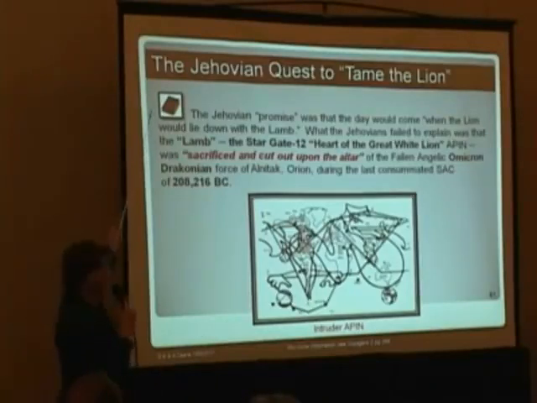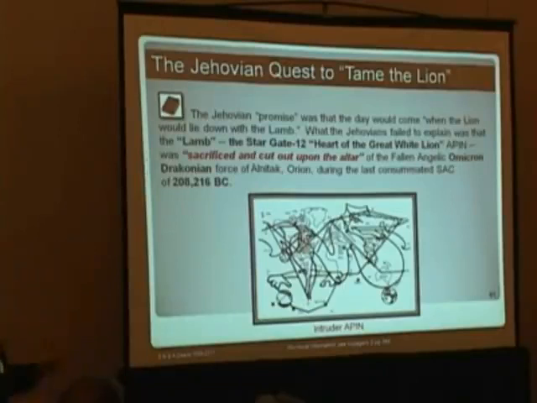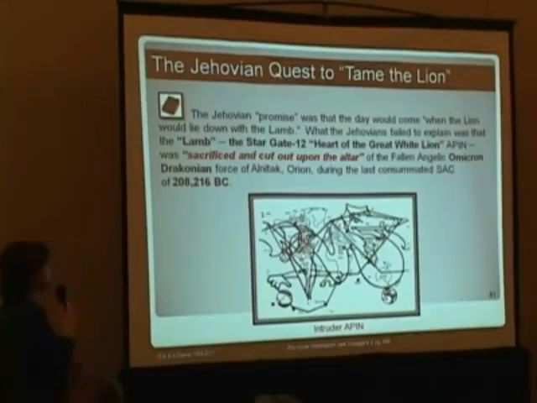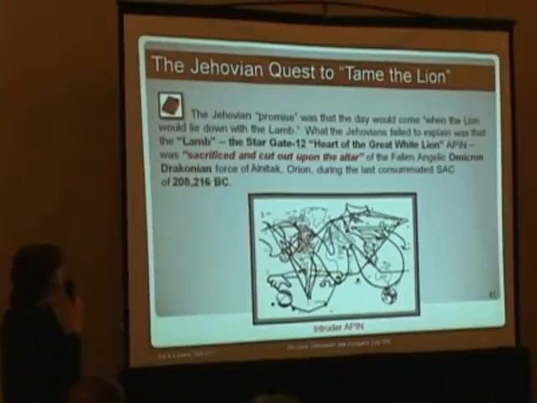So this is a picture of the Bible. The Jehovian promise was that the day would come when the lion would lie down with the lamb. What the Jehovians failed to explain was that the lamb, which we know as Stargate 12 Montségur, France, the heart of the great white lion Apin system, was sacrificed and cut out upon the altar of the fallen angelic Omicron Draconian force of Elnatek, Orion, during the last consummated sack of 208,216 BC.